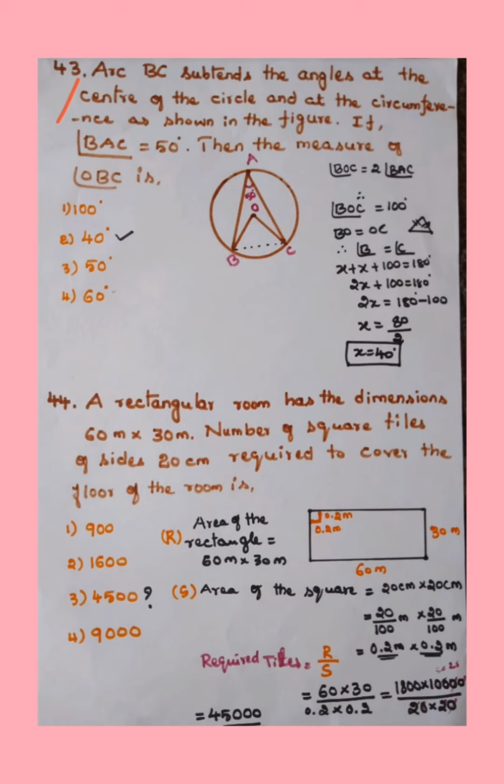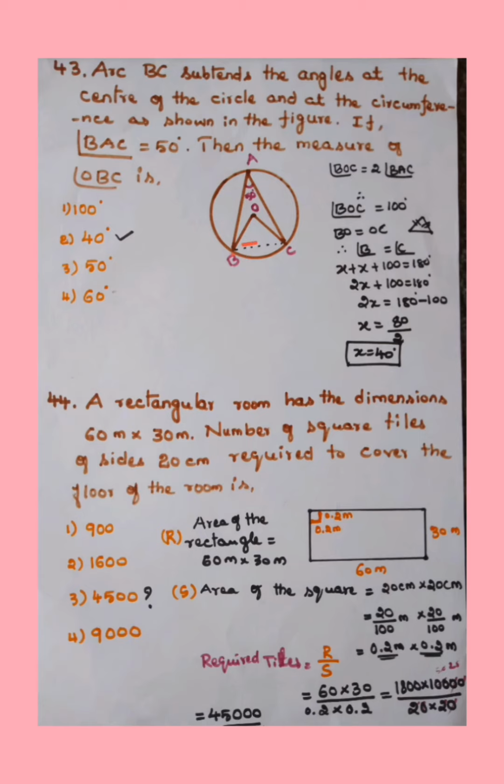43rd one. Arc BC subtends the angle at the center of the circle. So here we have an arc BC that subtends an angle at the center O, and on the circumference of the circle it also subtends an angle as shown in the figure, and angle BAC is equal to 50 degrees. Then the measure of angle OBC. So this angle B here, OBC, they have asked for.